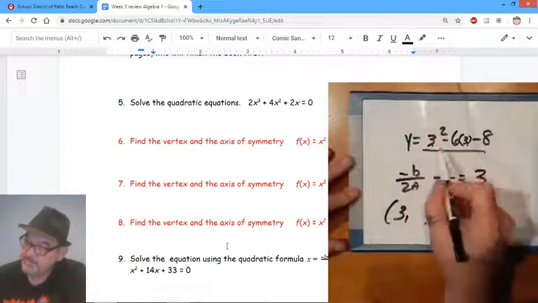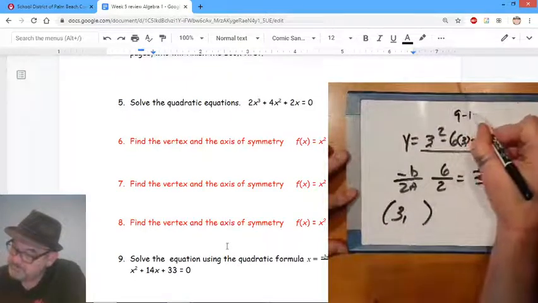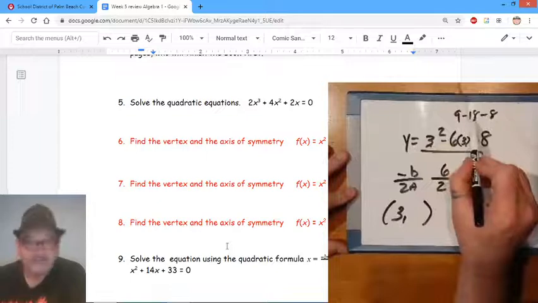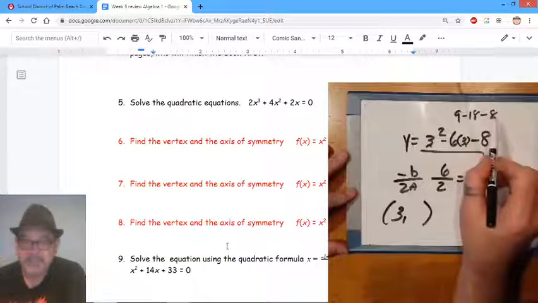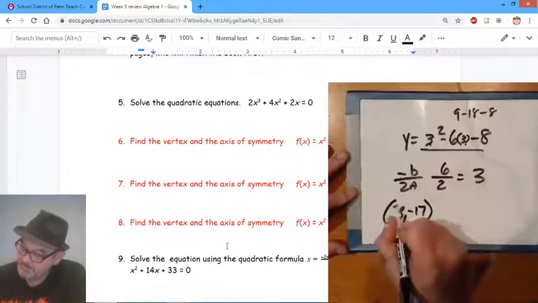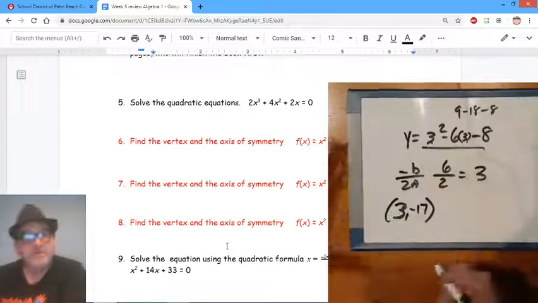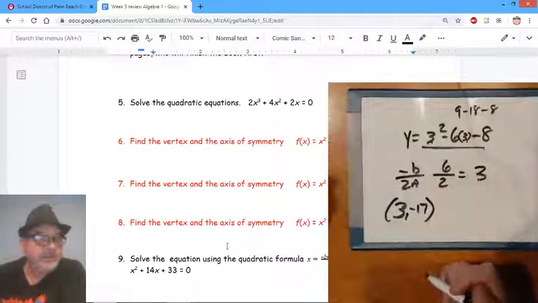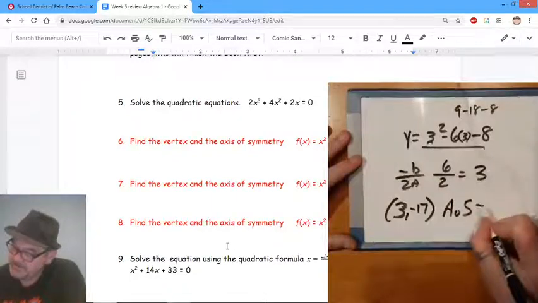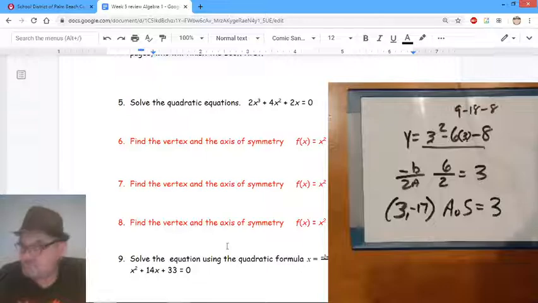3 squared is 9, right? 9. Minus 18, minus 8. 9 minus 18 is negative 9. Negative 9 minus 8 more is negative 17. So my vertex is 3, comma, negative 17. What is the axis of symmetry? It's whatever the x is. The axis of symmetry is 3. Whatever x is, your axis of symmetry.